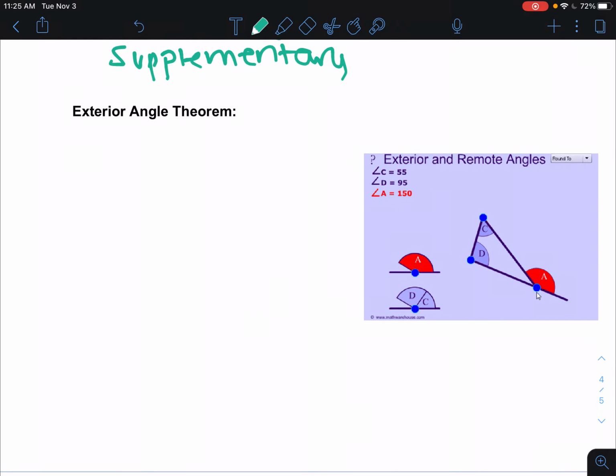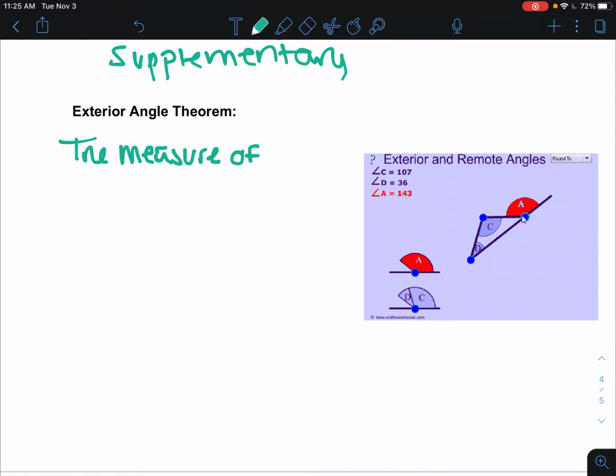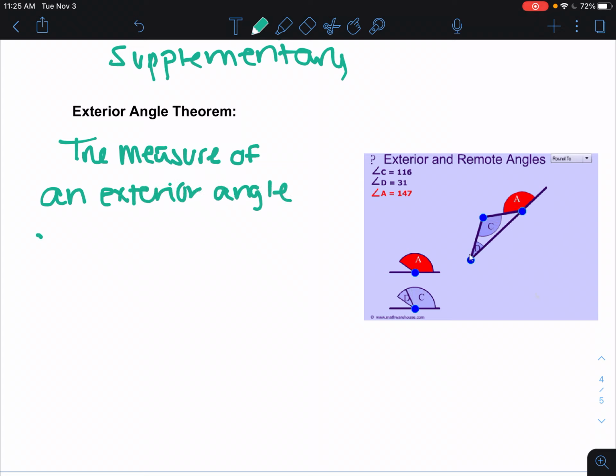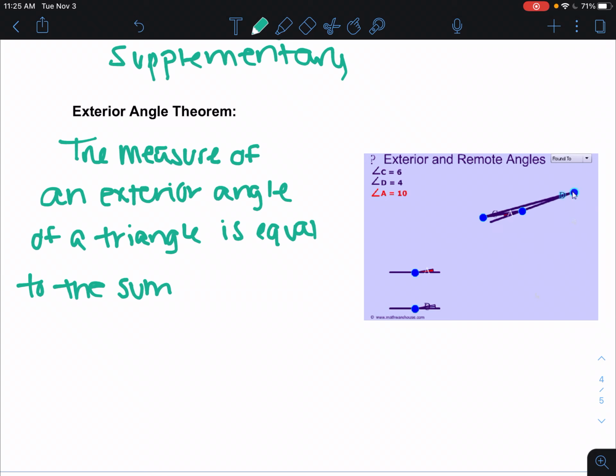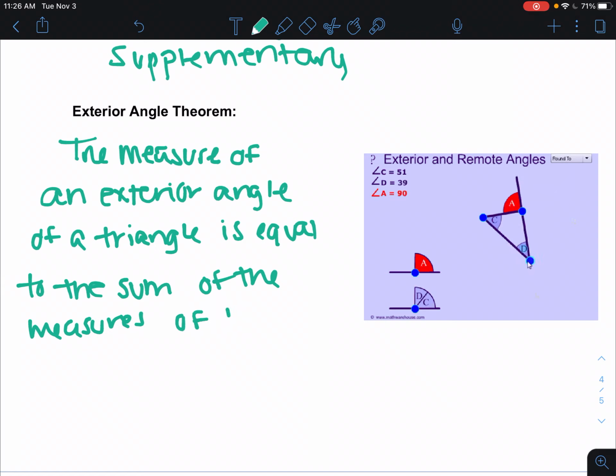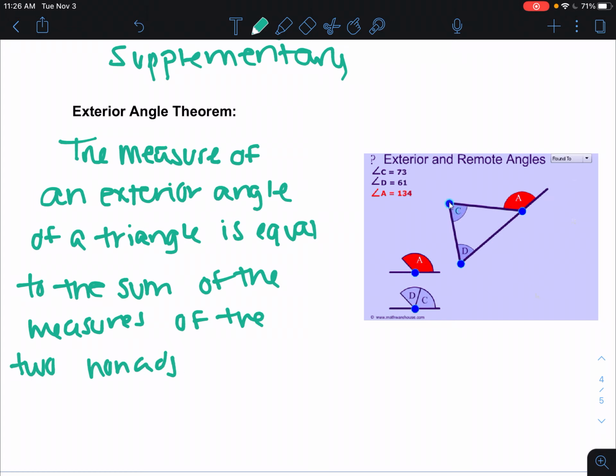The exterior angle theorem tells us that the measure of an exterior angle of a triangle is equal to the sum of the measures of the two non-adjacent interior angles.